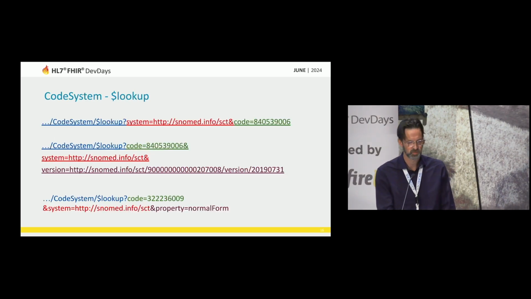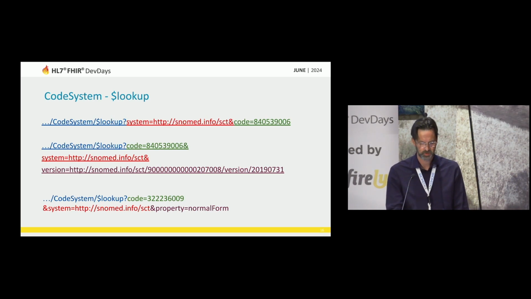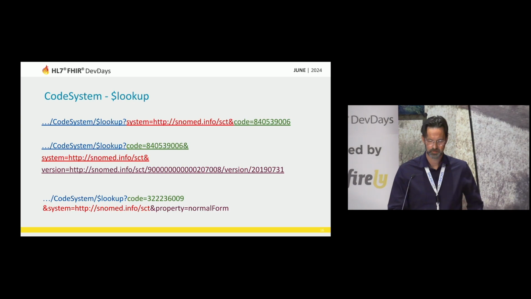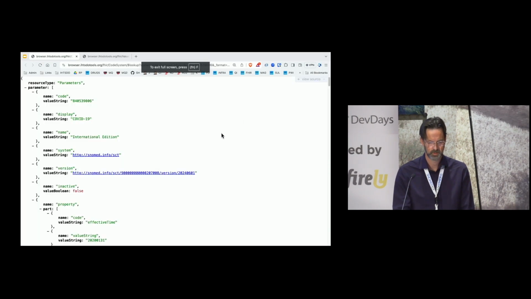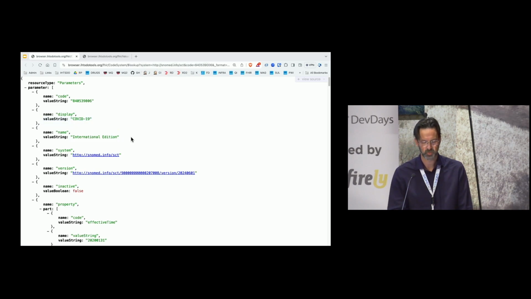Right, code system, lookup operation. Here what we're saying is, I've got this SNOMED code, tell me more about it. In example 1 here, in red, there's my system parameter saying that this is a SNOMED code, and in green, there is the code itself. So I can click through on that, and that is COVID-19, and we get back some information. We didn't specify a version, so we're getting the most recent one coming back there, which is the June edition.